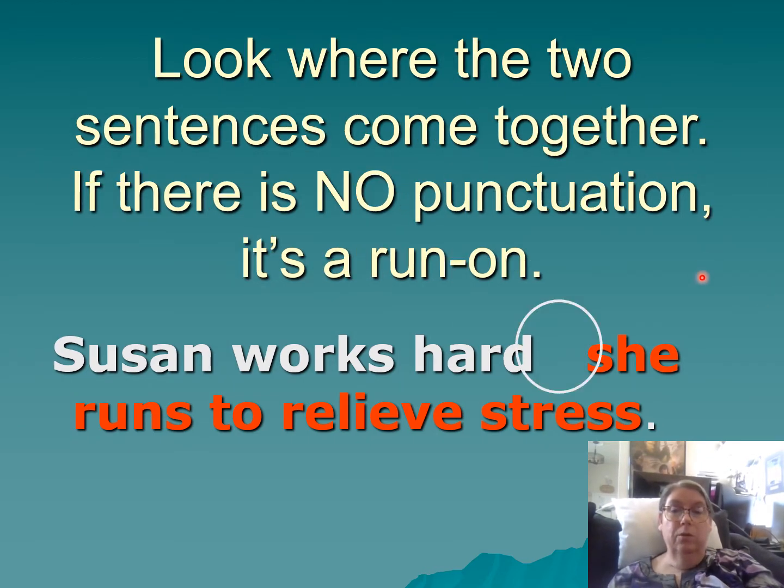So what you do to identify run-ons is look where the two sentences come together. They're put together as one. And if there's no punctuation, it's a run-on. And I think of the O in run-on as zero punctuation or zero glue, so to speak, to put them together correctly.